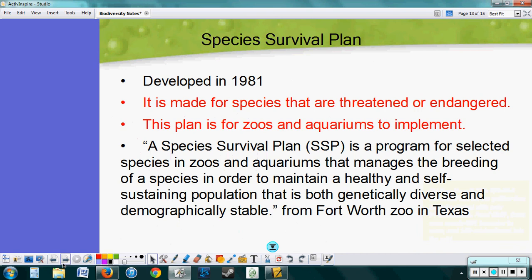The Species Survival Plan was developed in 1981. It's made for species that are threatened or endangered. This is the plan for zoos and aquariums to implement. Make sure you write this down. SSP is how it's usually abbreviated. This is one that you will see again, so make sure you write these two down.